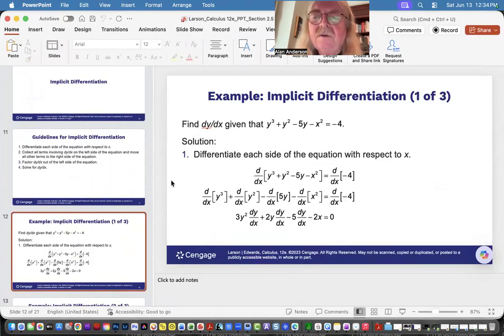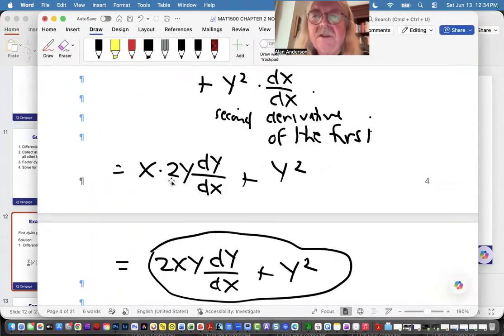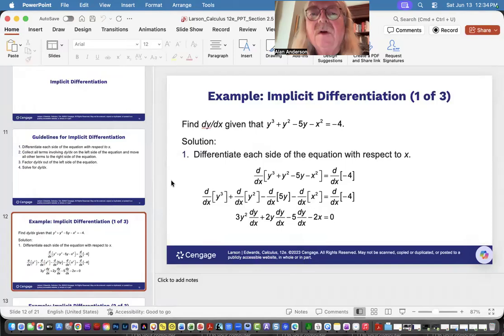Now, this one is a little different because this is actually an equation. We're not just differentiating an expression like we did here. We're actually solving an equation. Okay, so this is what they're giving us.